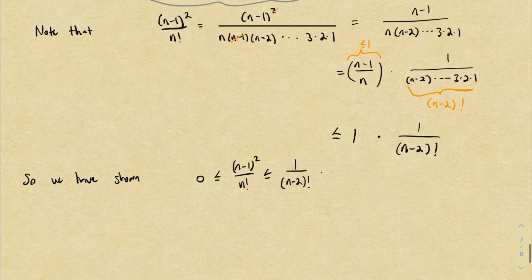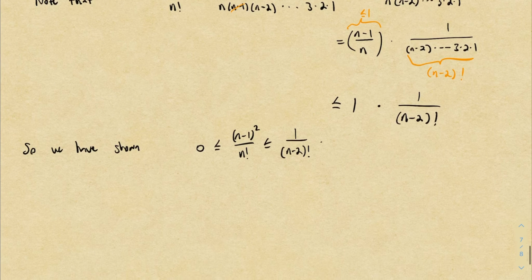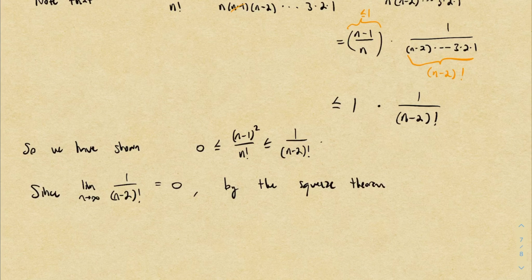So I have something in the middle. On the left, I have 0, and on the right, the bigger thing is going to 0. This squishes the middle thing between zeros, and by the squeeze theorem, the limit we care about has to be 0.